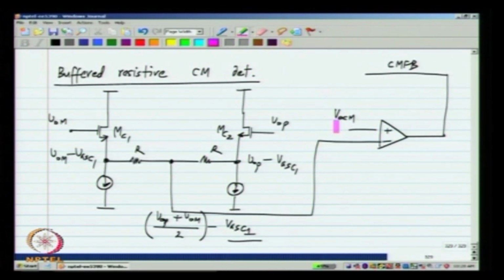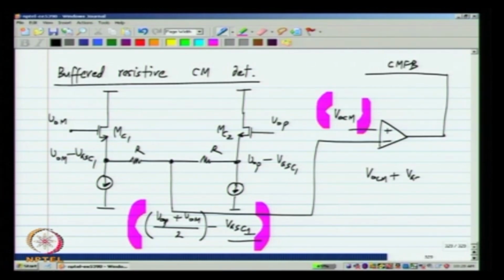Now, what happens is if the common mode feedback loop is stabilized, the detected voltage here and this VOCM will be equal to each other. After all, this op amp here is measuring the error between the two and changing the common mode feedback voltage until these two become equal. Now, this is a problem because VOP plus VOM by 2 does not equal VOCM, it will equal VOCM plus VGS C1. Okay. Now, this VGS C1 is an unknown quantity in that you can calculate it if you know the parameters of the transistor and the current exactly, but you do not know that. Okay.